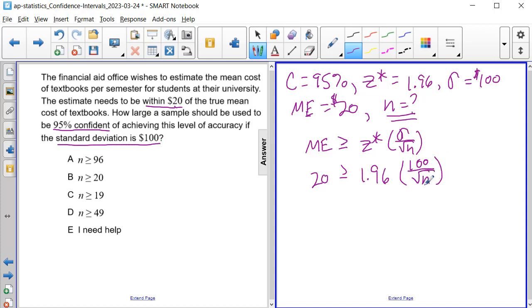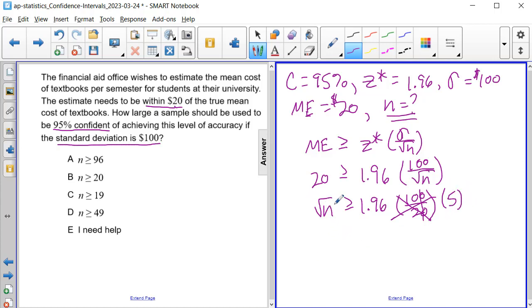All right, well, if we cross multiply, we would move the square root of n to the left side, and if we divide both sides by 20, we can move the 20 to the right side. So we'll have that the square root of n is greater than or equal to 1.96 times 100 divided by 20. Well, 100 divided by 20 reduces to 10/2, which is equal to 5. So we could cross out this entire thing and write 5 next to it.